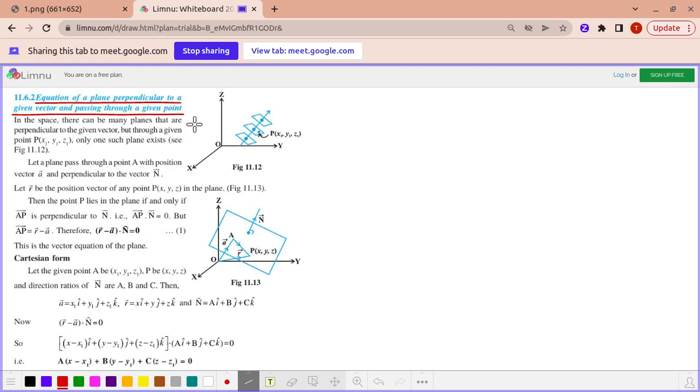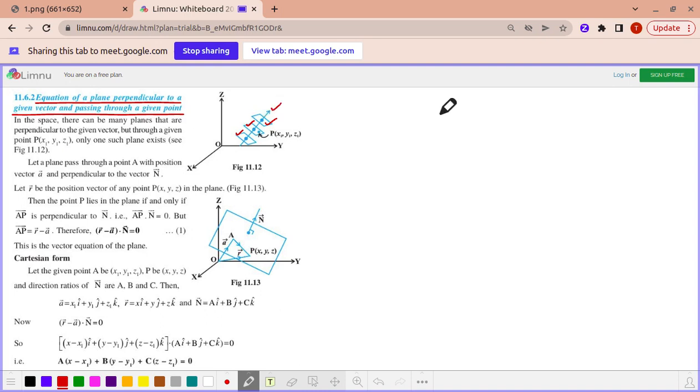Now let us concentrate on finding the equation of a plane perpendicular to a given vector and passing through a given point. Now dear students, perpendicular to a given vector, there could be many planes. For example, look at this arrow vector. Perpendicular to this vector, there are many planes. One plane is this one, second plane is this one, third plane is this one. Like that, there could be many planes. In the diagram I showed only 3 planes, but there could be many.